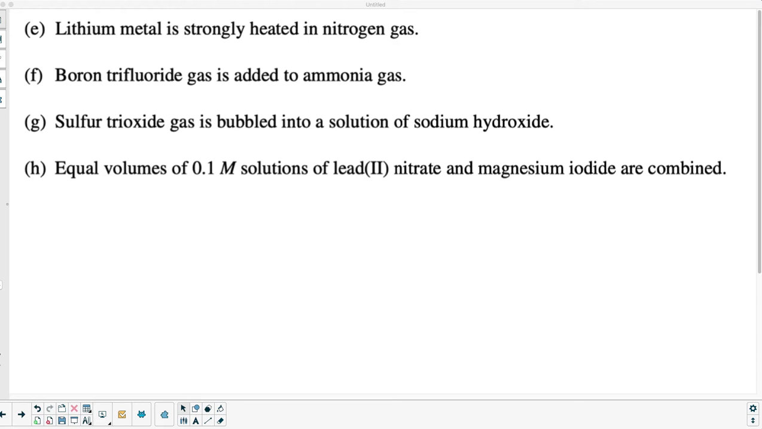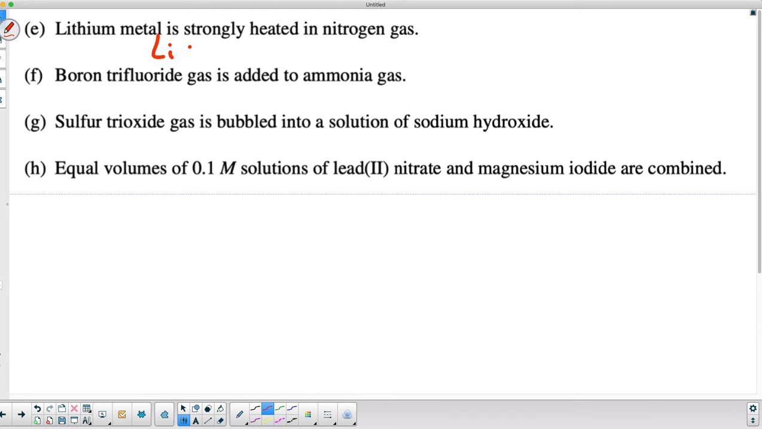So here's the second part, E through H. The first one is super easy, so let's jump right into it. Here we got lithium metal, so that's just Li, is strongly heated in nitrogen gas, that's N2. Strongly heated in nitrogen gas means that these two combine.